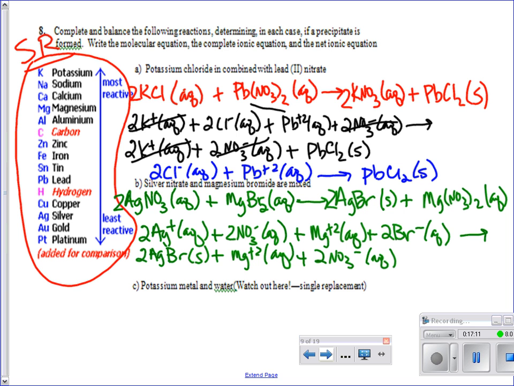All right. Can I cancel anything? Nitrates, I have 2 of them. I have 2 of them. And magnesium, I have 1 of them here and 1 of them here. So my final net ionic equation is 2 Ag pluses aqueous plus 2 Br minus aqueous gives us 2 AgBr solids.